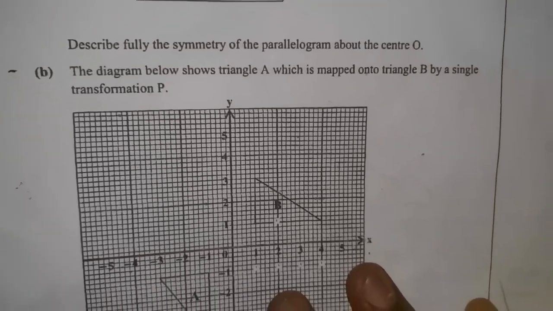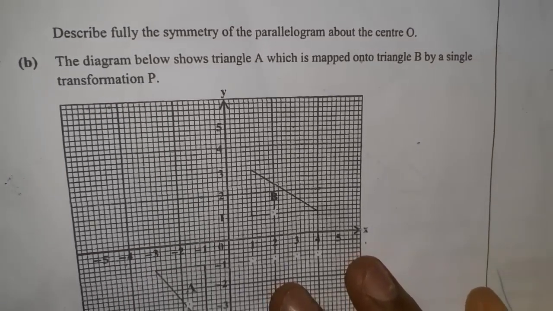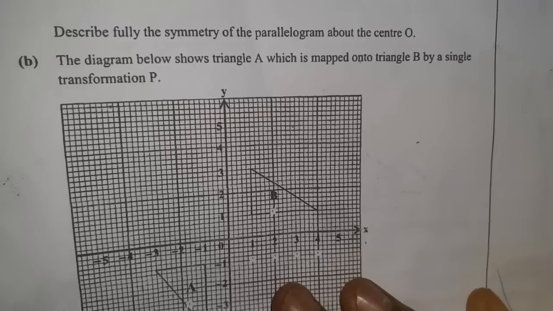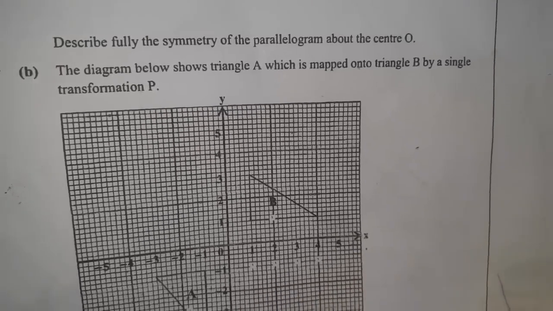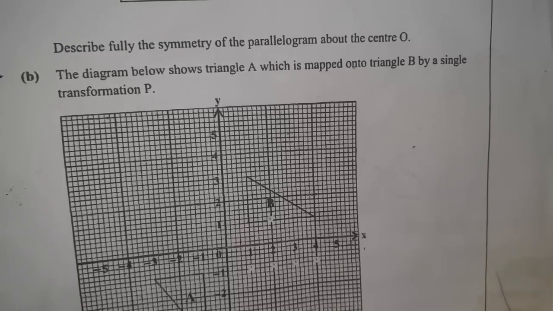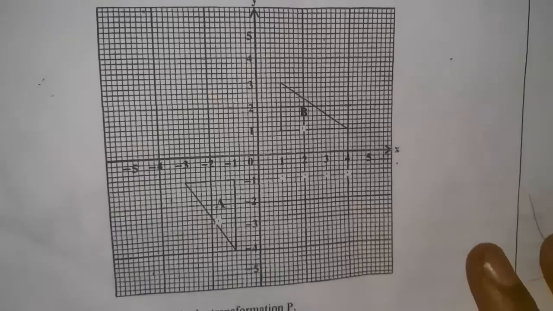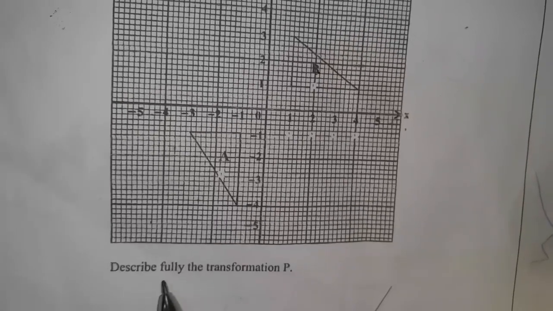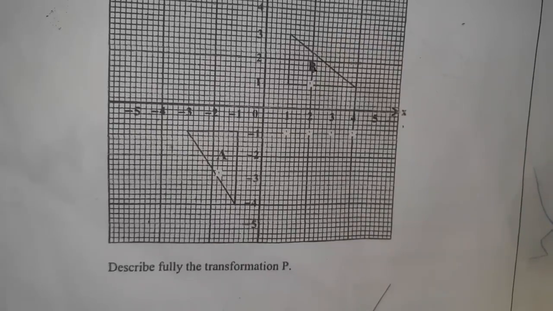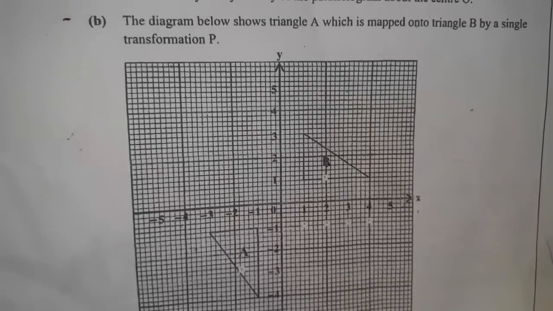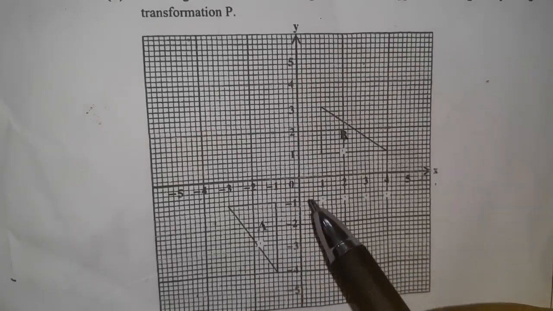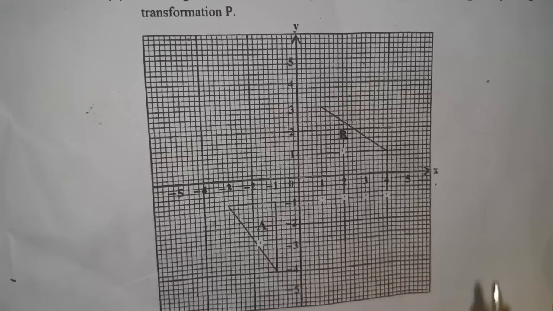We come to B. The diagram below shows triangle A, which is mapped onto triangle B by a single transformation P. Then the question is, describe fully the transformation. Now, when you look at these two triangles, they are a mirror of each other. If we take this line here.